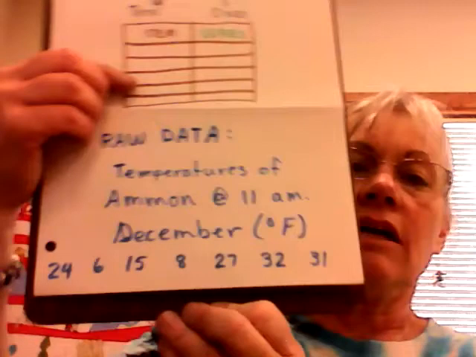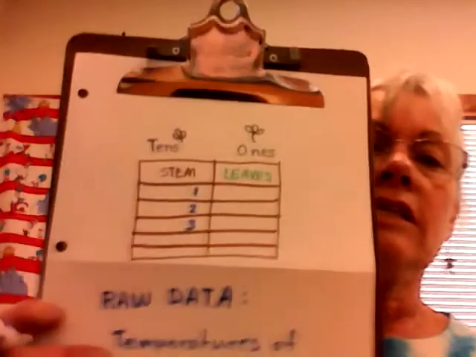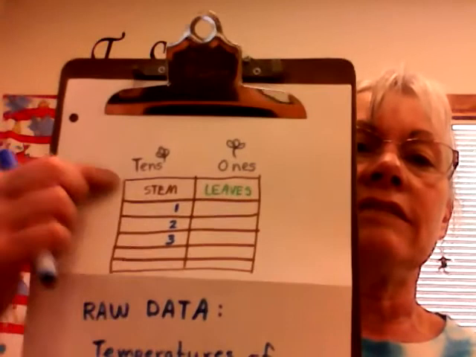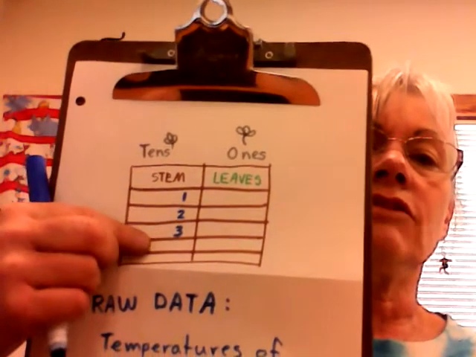With the 24, we'll put the 20 as the first item in the stem. Actually, we have some 10s, we have some 20s, and we have some 30s. So for our stem column, those are the only things we put. We have some 10s, some 20s, and some 30s.